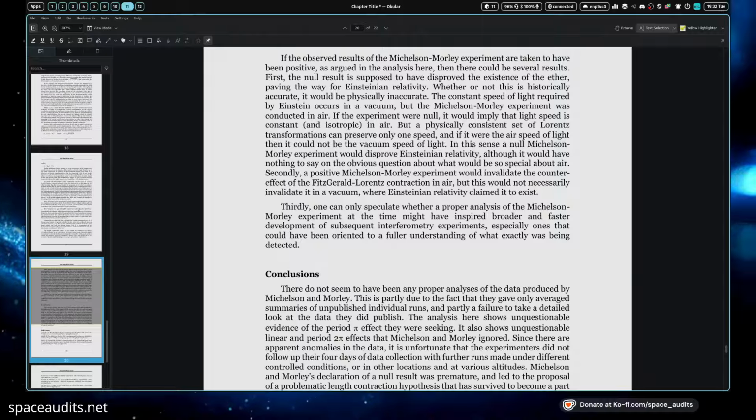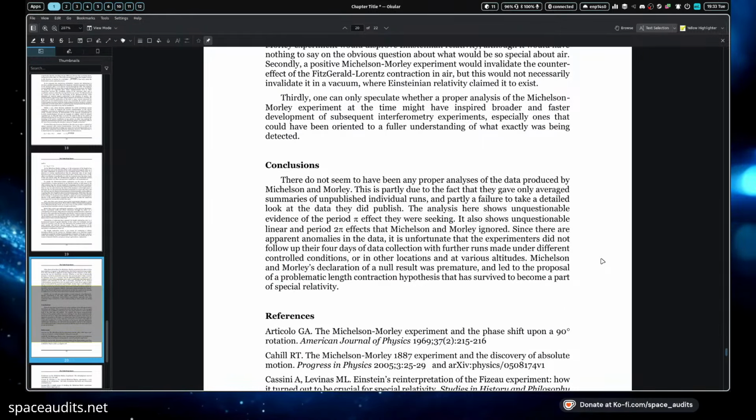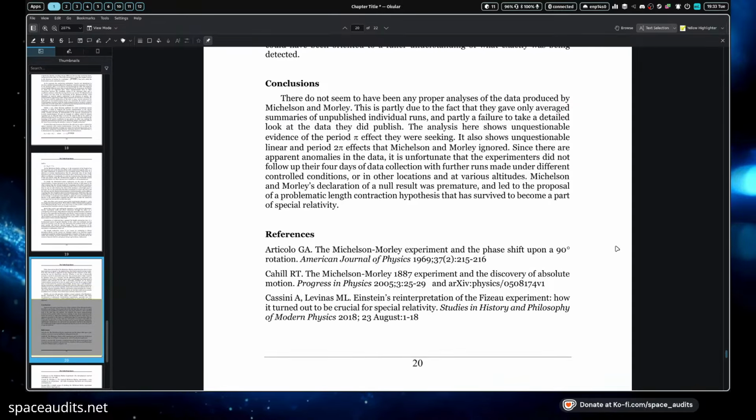Since there are apparent anomalies in the data, it is unfortunate that the experimenters did not follow up their 4 days of data collection with further runs made under different controlled conditions or in other locations and at various altitudes. Michelson and Morley's declaration of a null result was premature and led to the proposal of a problematic length contraction hypothesis that has survived to become part of special relativity. Here endeth the lesson.